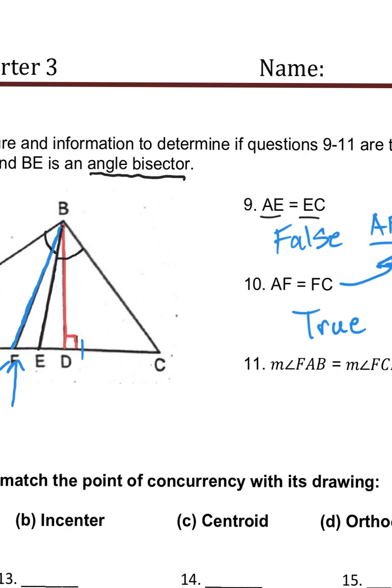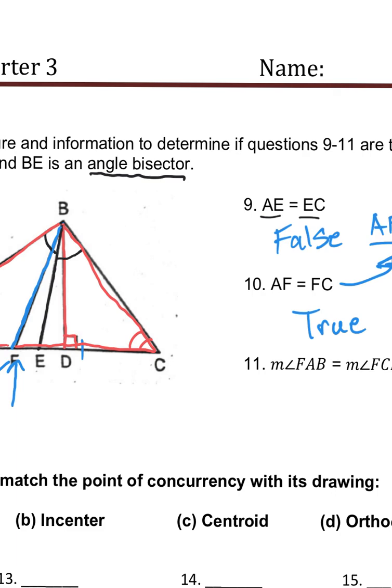And then number 11 says the measure of angle FAB. So let's use some colors here to find these angles. Where's FAB? That's this angle here. I'm going to use two arcs now. It is equal to the measure of angle FCB, so this angle here. It's asking, are those two angles equal?